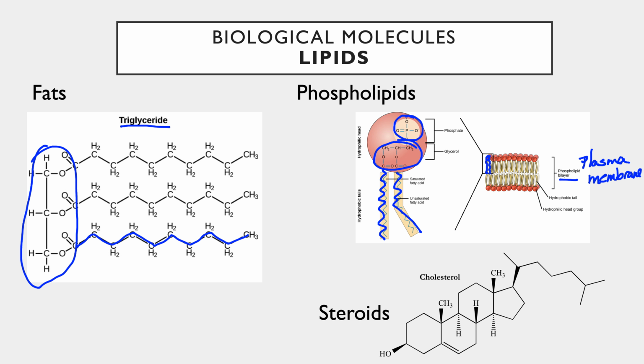Now, steroids have a classic structure again with the 4 different rings that you see here, 1, 2, 3, 4. And the components that come off of the rings, or functional groups as they're called, change from steroid to steroid. The one that you're seeing here is called cholesterol. Some other examples of steroids like testosterone and estrogen have a very similar structure.